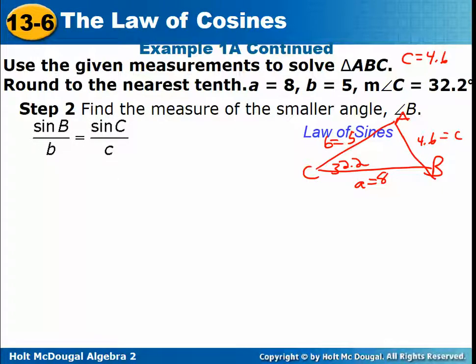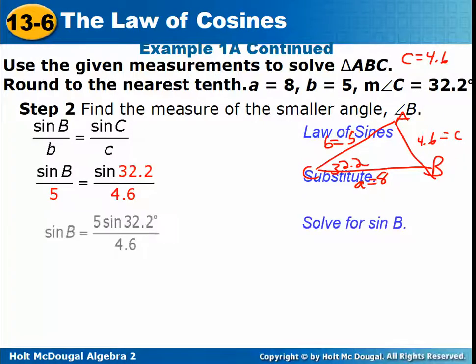So we can say that the sine of angle B, which we don't know, over side b, which we do know is 5, will be equal to the sine of C, which we know C is 32.2 degrees, and the side c now we know is 4.6. So now we just substitute in everything that we know, and then we use proportions to solve this.